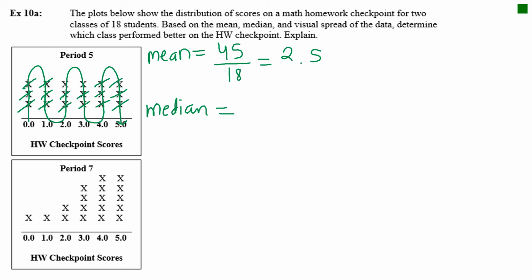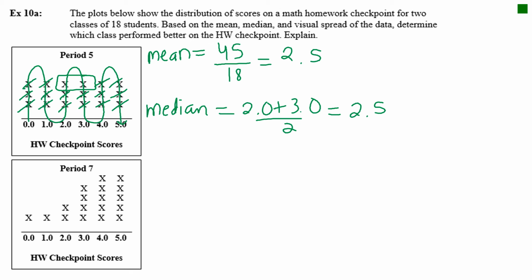You'll notice that there's 2 in the middle here, a 2.0 and a 3.0. So we're going to have to add them and then divide by 2. So 2 plus 3 is going to give us 5. 5 divided by 2 is going to give us a median of 2.5. Okay. Now we need to do the same exact thing for period 7.